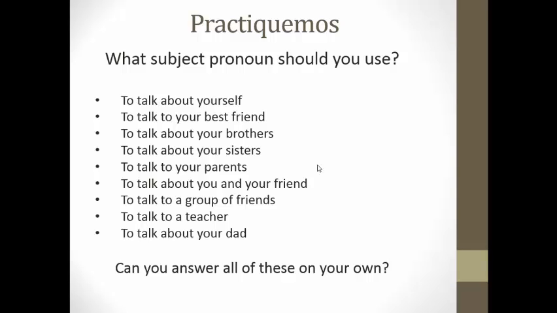Here is a list of people to talk to or about, and decide which subject pronoun you should use. Think back. Which subject pronoun would you use to talk about yourself? Which would you use to talk to your best friend? Now remember, when you talk to someone, you want to use some form of the word you. Which pronoun would you use to talk about your brothers? To talk about your sisters? What about to talk to your parents? To talk about you and your friend? To talk to a group of friends? To talk to a teacher? Or to talk about your dad?